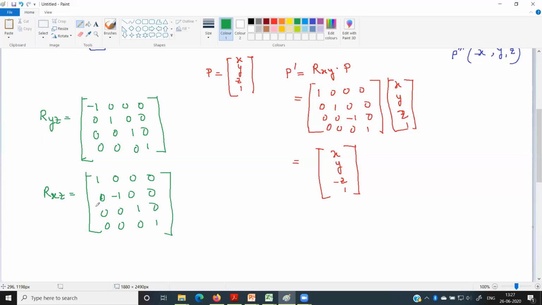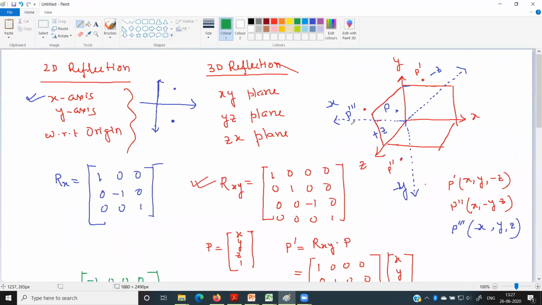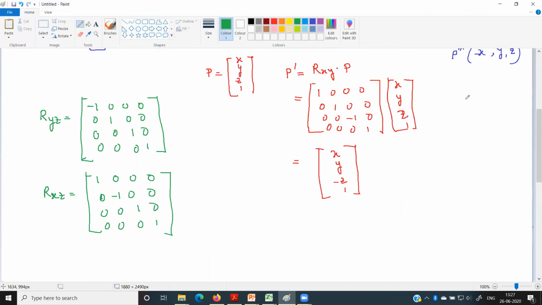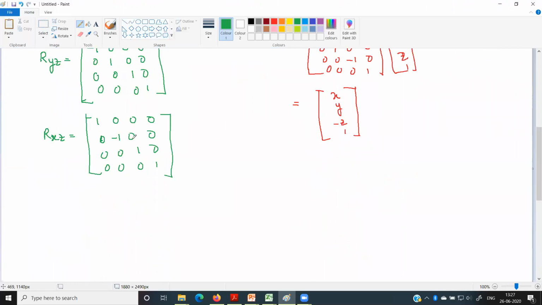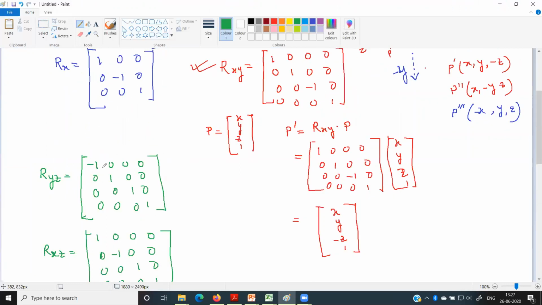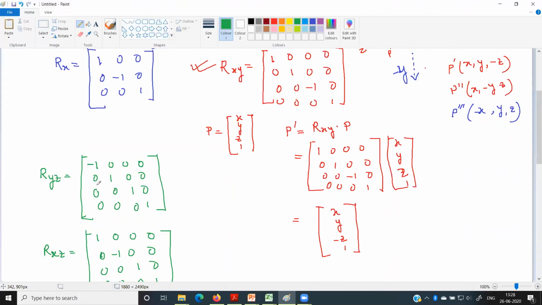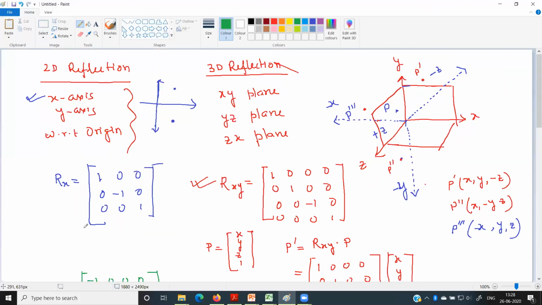Okay, because you can see the xz plane. For the xz plane, this p double dash is the projection in the xz plane. So for the xz plane, the y value will be negative. So here you can see the y portion is negative. So if it is multiplied with the point xyz, the minus y will be generated. Similarly here in case of yz plane, this p3 dashed, I need to make x negative. So this minus 1 will be multiplied by this x, so minus x will be generated. So this is about the 3D reflection.